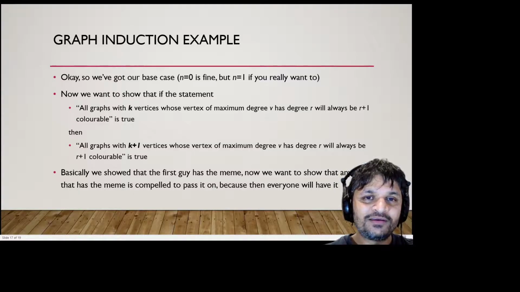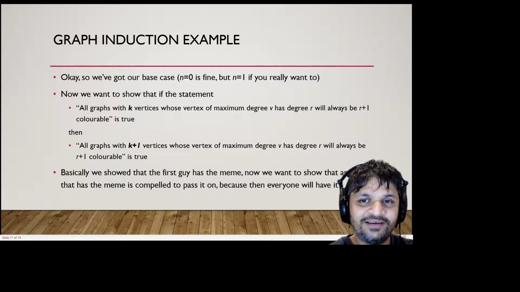Now, remember, if my meme wasn't good enough, it doesn't get passed on and it just gets stuck at the base case. So I need to show now that this sort of truth gets passed on, in the same way that the meme does. So that means I can say that if the statement all graphs with k vertices whose vertex of maximum degree has degree r will always be r plus 1 colorable is true, then all graphs with k plus 1 vertices whose vertex of maximum degree v has degree r will always be r plus 1 colorable is true. So all I've changed is that k to a k plus 1.